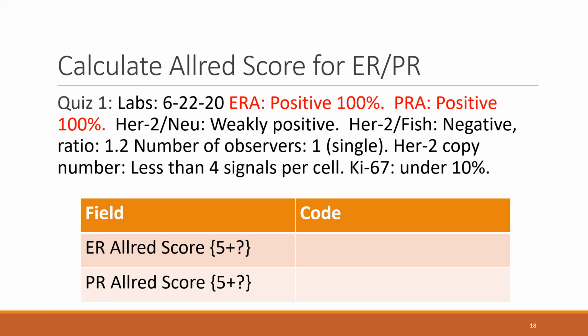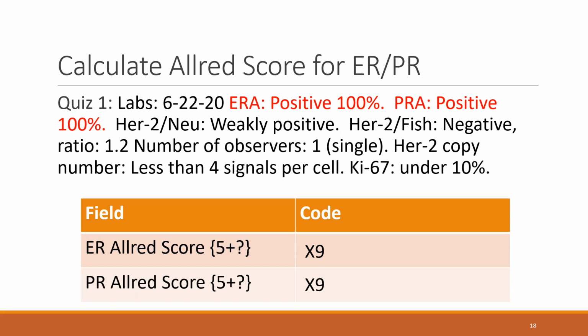So then 100% has a score of 5. And because we don't have the intensity, we can't add the 5 to anything. So our ER all red score has to be X9 because we cannot calculate it. We don't have enough information. So looking at the PR, basically the same thing. We know it's 100% positive, which would be a number 5 from our table, but we don't have the intensity. So again, this would have to be X9.